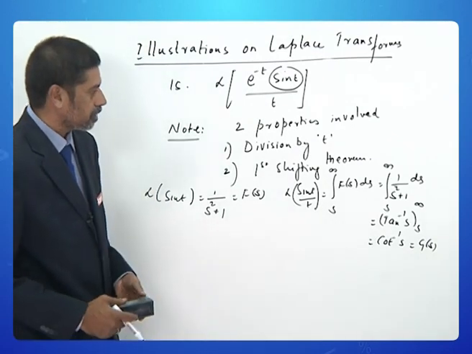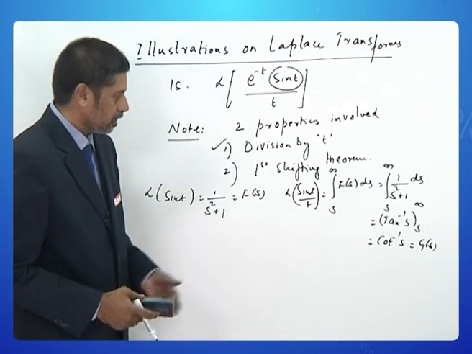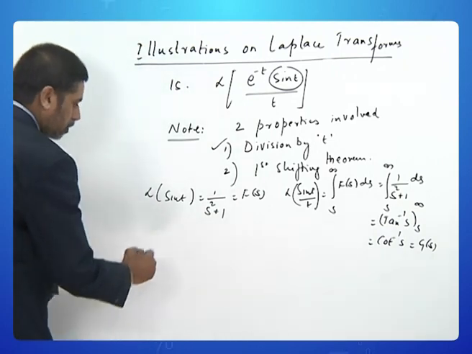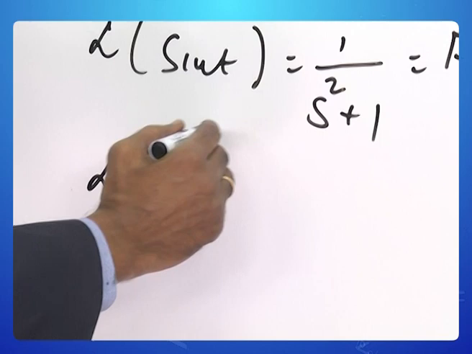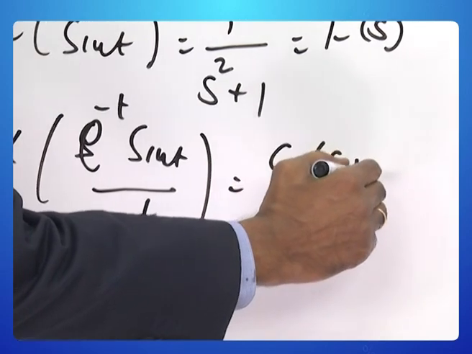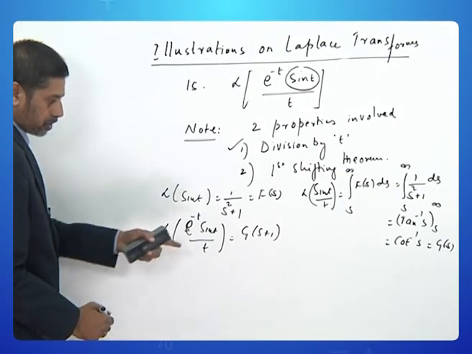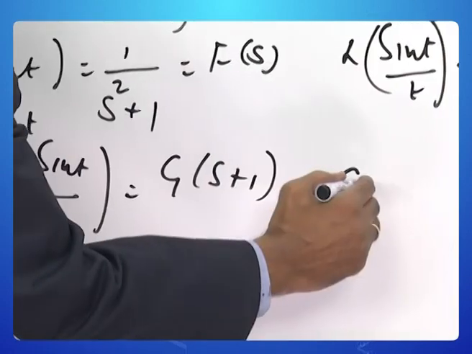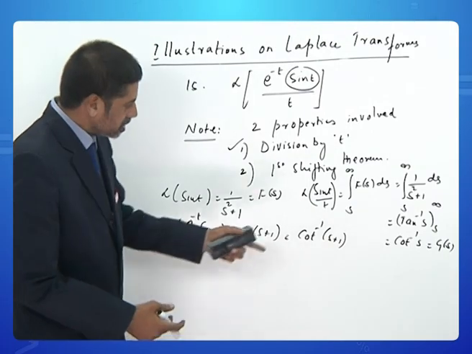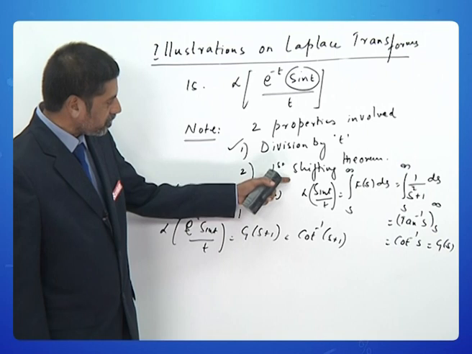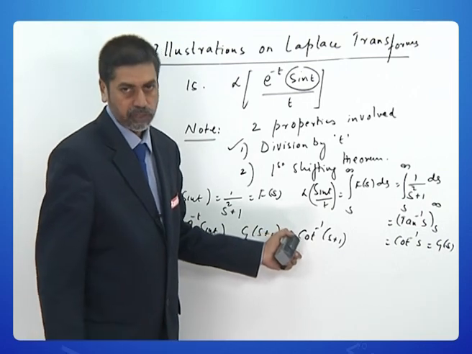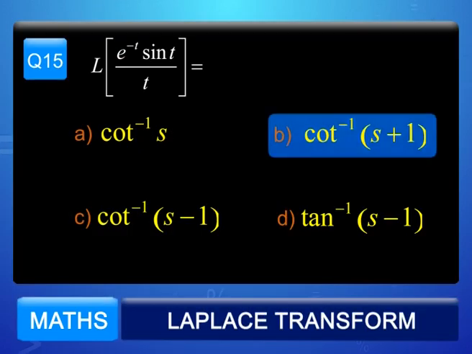So what did we do so far? We have used this property. Shifting is still remaining. That is because we are multiplying with an exponential function. So Laplace of e power minus t sin t by t is simply shifting on the s scale. So g of s plus 1. So what is the output? It is cot inverse s plus 1. You would get the same result whether you come through shifting first then followed by division. We have done division first and then shifting. So cot inverse s plus 1 will be the option, and the correct answer is B.